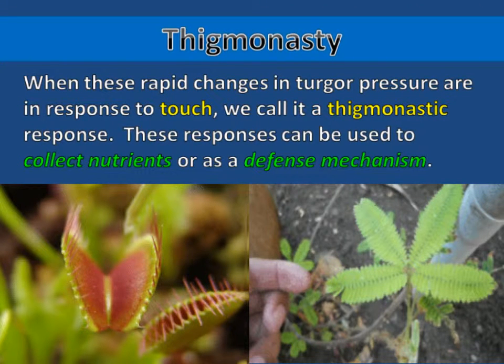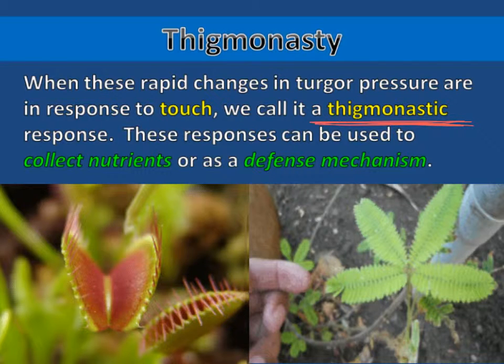So turgor pressure plays a role in how plants respond to external stimuli, for example, like touch. Whenever plants respond to touch, that is called thigmonastic, or thigmonasty. That's a funny little word. So on number 25, it says, what do we call a plant's rapid response to touch? And the answer is thigmonastic. Thigmonasty. On number 25, thigmonastic.